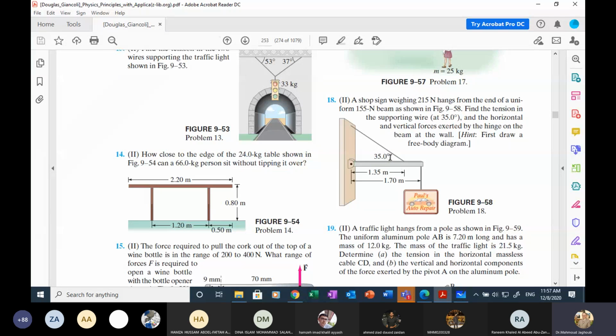Now he's asking about two things. He's asking about the tension in the wire. What is the tension in the wire? And also, he's asking about the hinge force at this point. Now, whenever you have objects in contact, you have a hinge force. But what is the hinge force due to? I told you before in the lectures, the hinge force is a sum of two forces. The normal force, because you have contact between objects, and the other force is what is due to friction.